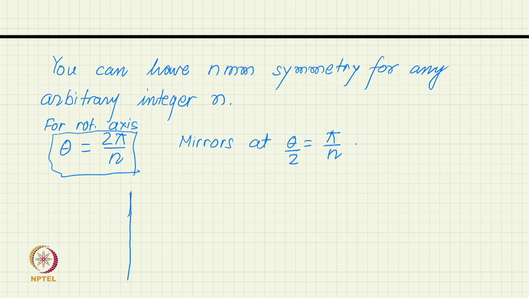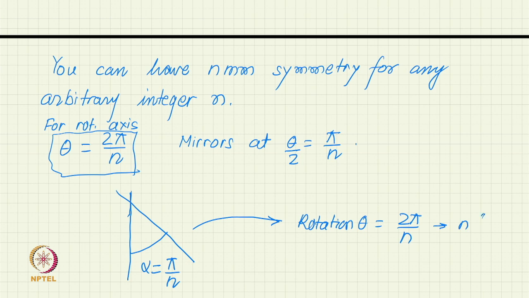So, you can combine mirrors. If you have two mirrors, let us say you are combining mirrors at alpha, the angle between the mirrors should be some submultiple of pi, and this combination, by the reverse operation we have seen, will give you a point group with rotation theta equal to 2 pi by n, that is n-fold, and giving you a mirror at half that angle. So, you will get a point group n mm.